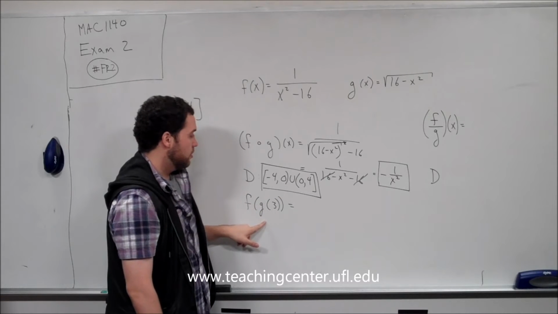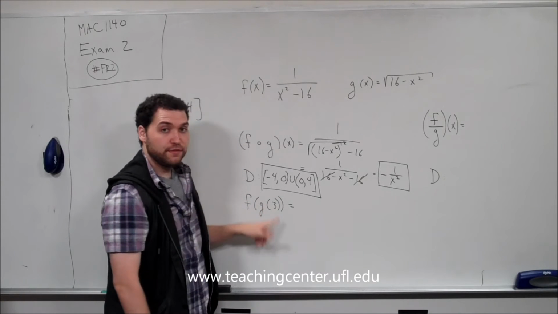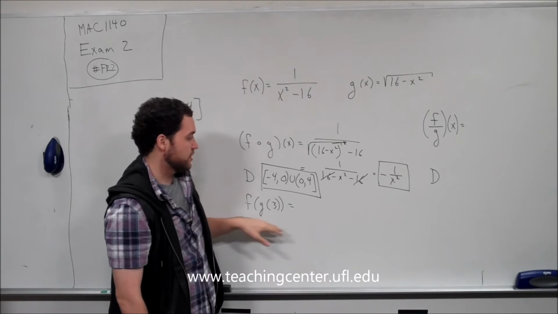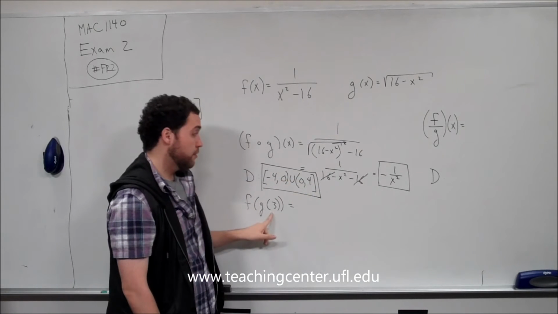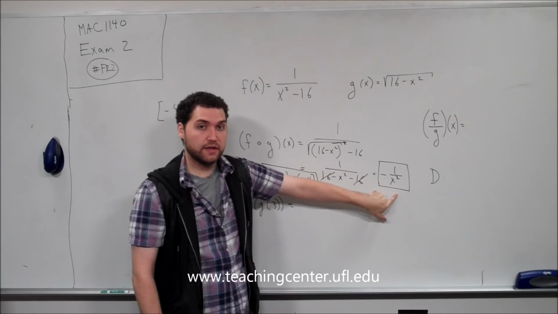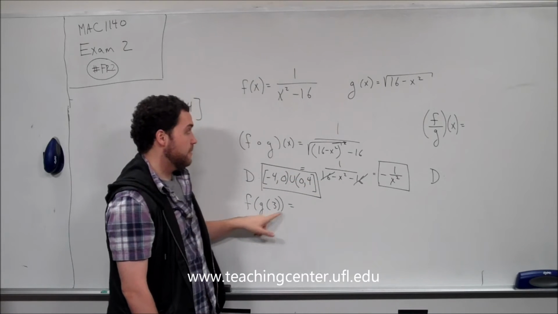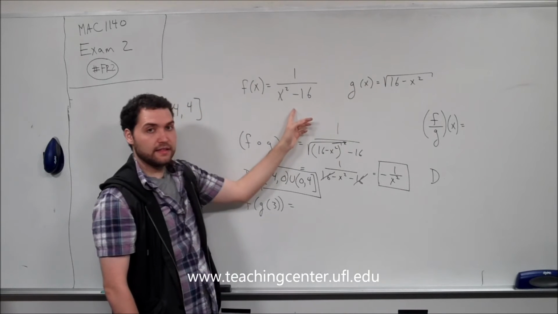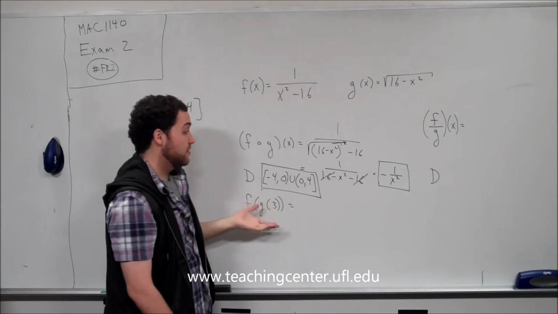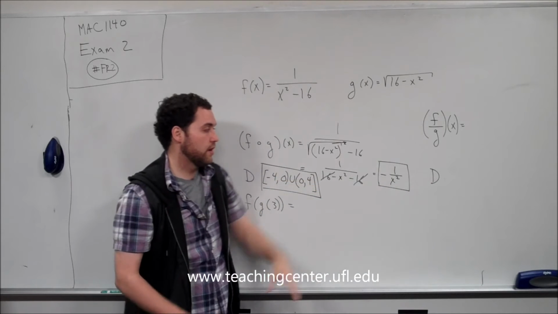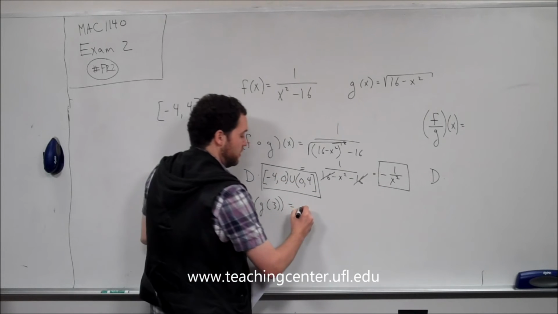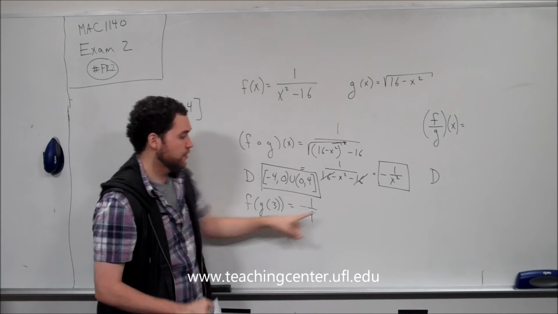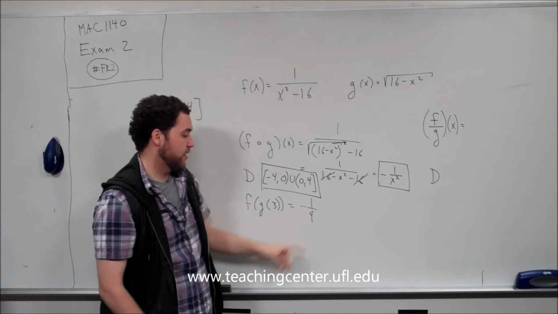So the third part says f of g of 3. We know what our f of g function is. It's just this guy, and they want you to plug a 3 into that. So we can simply plug 3 into this. You could have taken 3 and plugged it into g, gotten the answer out, and then plugged it into f, and got an answer out. That would be the same thing. But why not just use our simplified version? So that's just going to be 1 over negative 9, because 3 squared is 9. Negative 1/9.